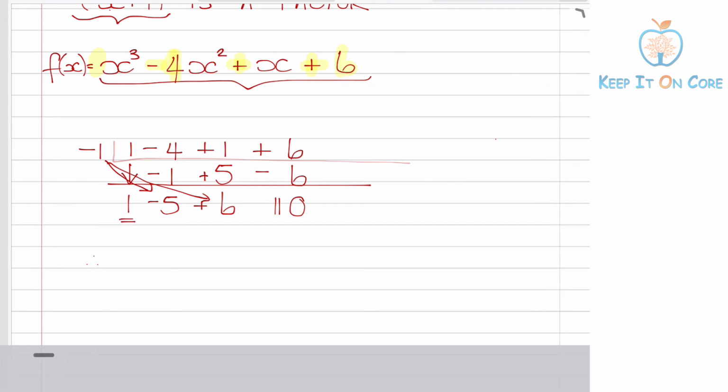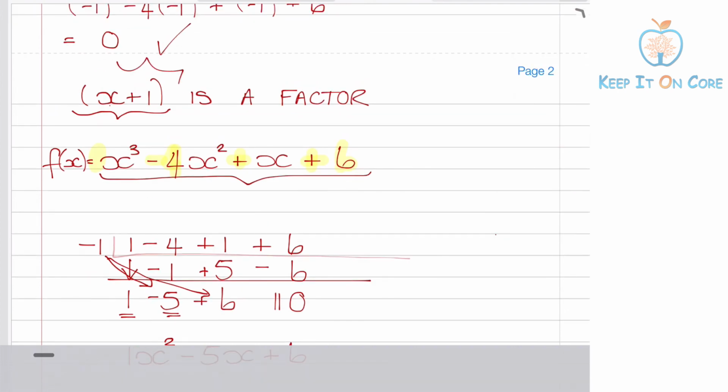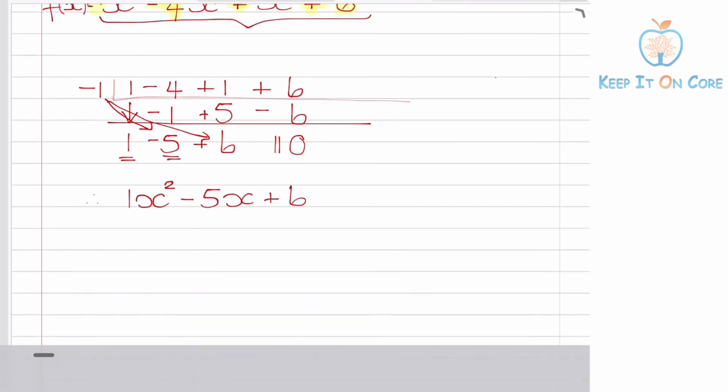And now we put an x squared in front of this coefficient, an x behind that, and the 6 is your constant term. So we've got x squared minus 5x plus 6. That's how many times this x plus 1 goes into this expression. So now you're going to factorize that trinomial, which means we've got x and x. Factors of 6 that get you to negative 5: 3 times 2 is 6, and if both of them were negatives, that gives you your negative 5.